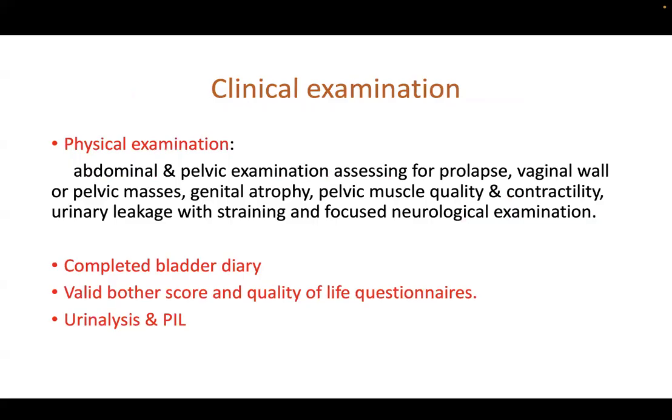Then examination, abdominal and pelvic examination to see the condition of the muscles of the pelvic floor, whether the patient is having any signs of infection, any prolapse or mass, quality and contractility of the pelvic floor muscle, and any leakage with straining, and urological examination is important. And the other things are bladder diary and urinalysis and patient information leaflet. I already told that the patient should be given all the information of that test.